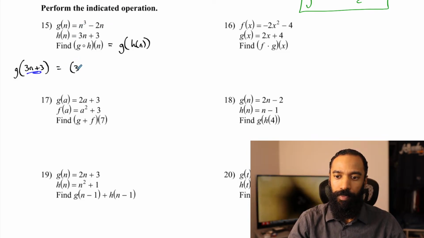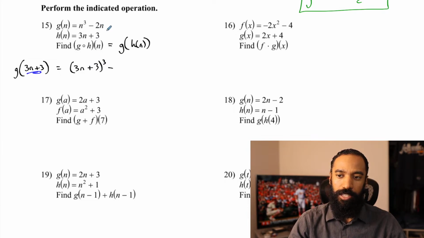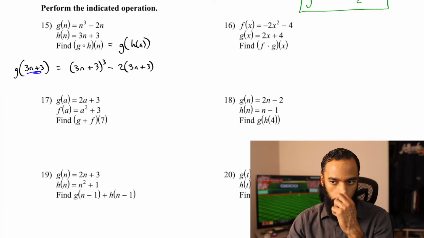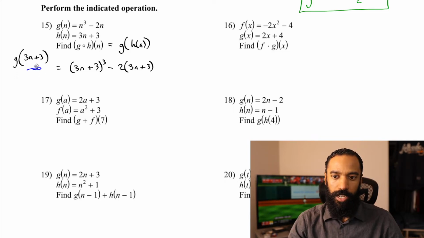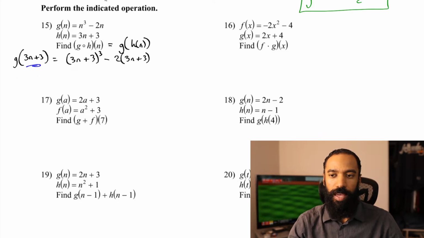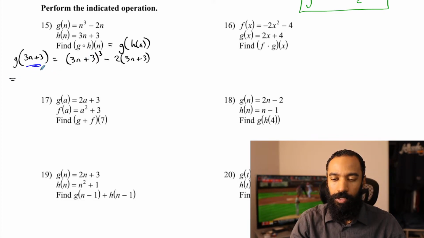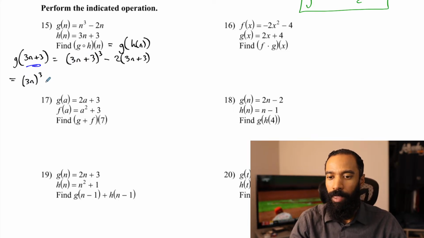This will become, instead of n cubed, it'll become 3n plus 3 cubed, minus, instead of 2n, it'll be 2 times 3n plus 3. Now, we probably do have to expand this, right? Otherwise, that's just a substitution. There's nothing else we do from that. But yeah, we expand this stuff right here. So we do have to cube this, unfortunately. So cubing this, I'm going to go as fast as I can with that. You've done horizontal binomial expansion before here.